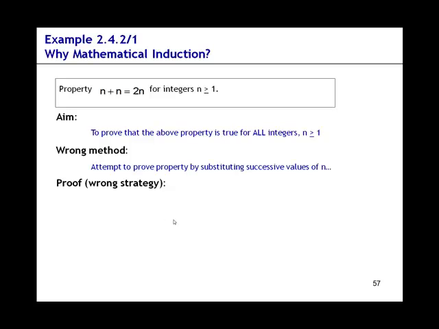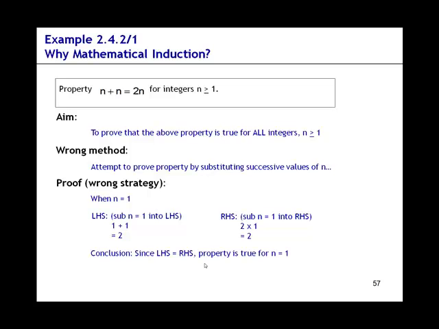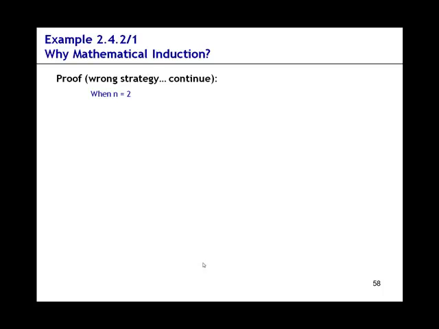To attempt to prove that the property is true by substituting successive values of n. You want to prove that the property is true for n greater than or equal to 1. I will start by proving that it's true for n equals 1. I substitute n equals 1 into the left hand side and the right hand side of the property. Left hand side, I have 1 plus 1 equals 2. Right hand side, I have 2 times 1 equals 2 as well. Since left hand side equals right hand side, the property is true for n equals 1. Then I proceed to show that the property is true for n equals 2.